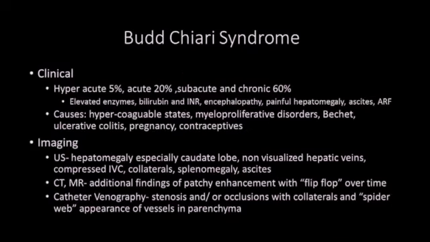Budd-Chiari syndrome can be a cause of hyperacute and acute liver failure. There are a variety of causes, as you can see here. Imaging is different, and you can make this diagnosis with ultrasound and other imaging, as I've shown you here. Catheter venography shows that spider web appearance of hepatic vessels in the parenchyma.